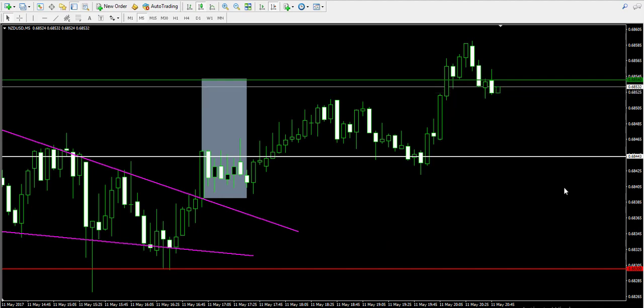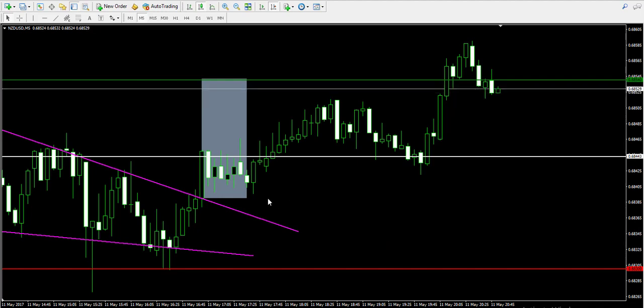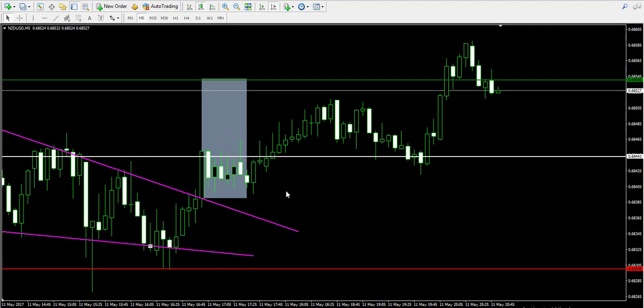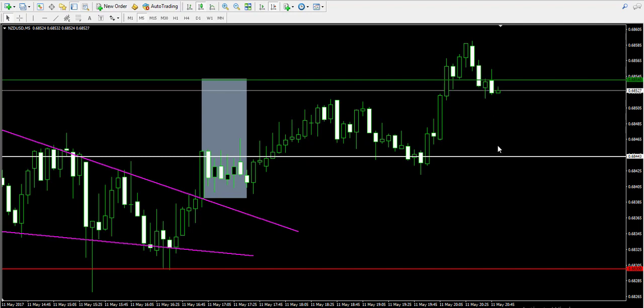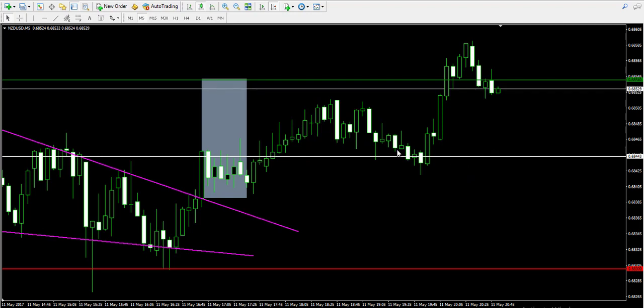Okay guys, I'm back about 4 hours later to show you that after 3 consecutive bullish impulses, the price action has reached my target at 0.6854, which has triggered my take profit order and closed my trade on 100% profit.